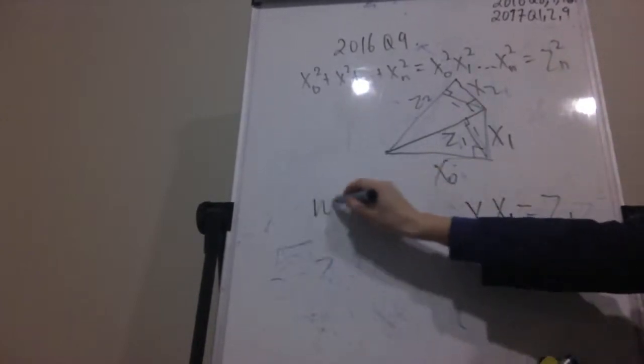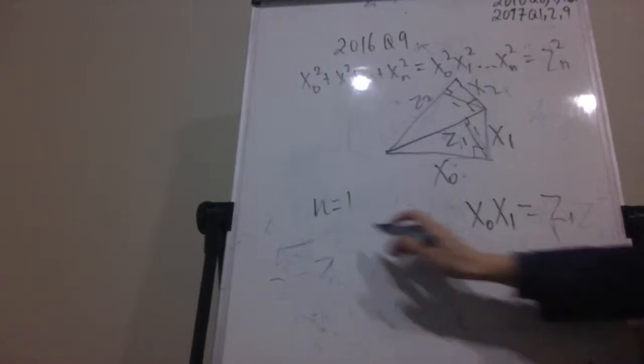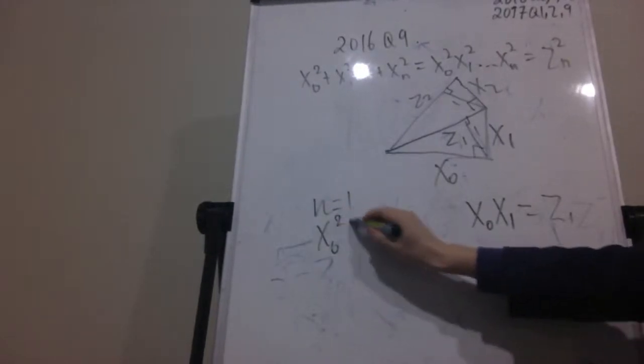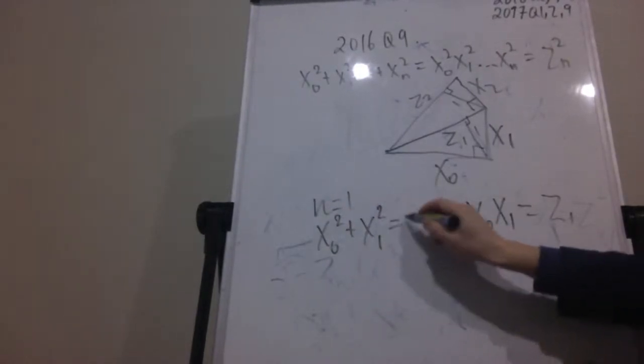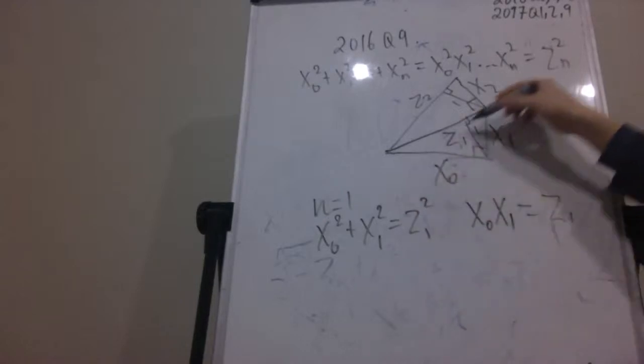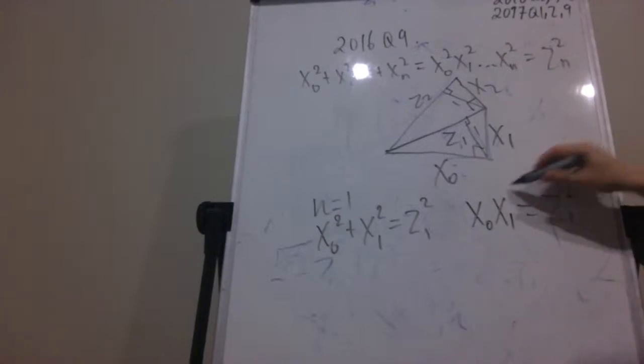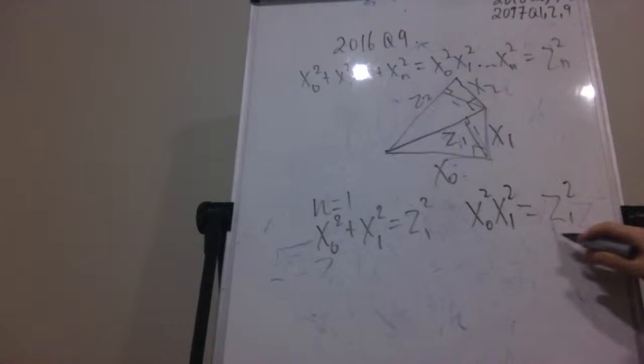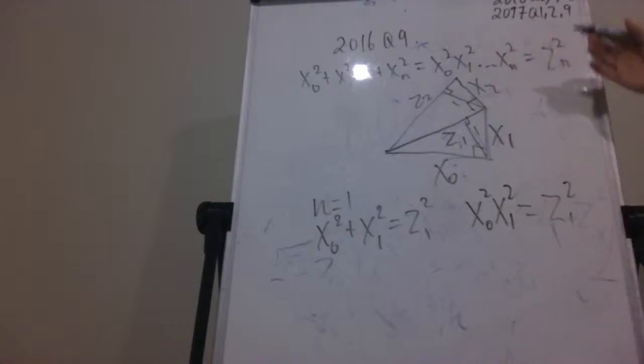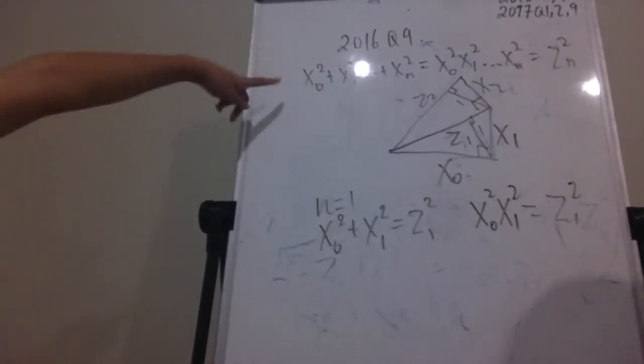So if you do n equals 1, then you have x0 squared plus x1 squared equals z1 squared. That's Pythagoras, right? And z1 squared is equal to x0 squared times x1 squared. So that's the first case. So you use both Pythagoras and the area.